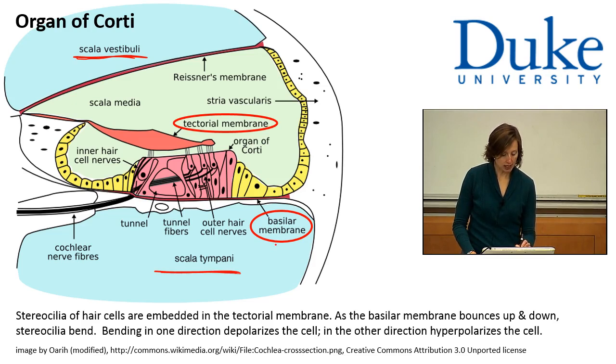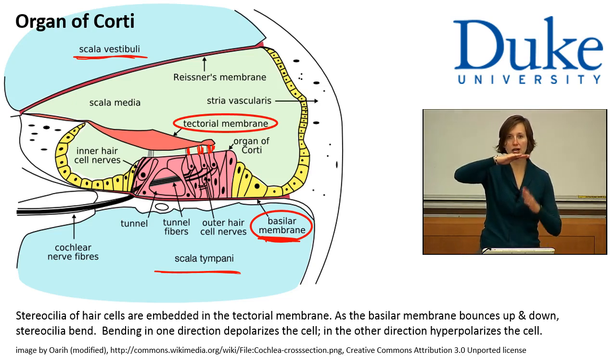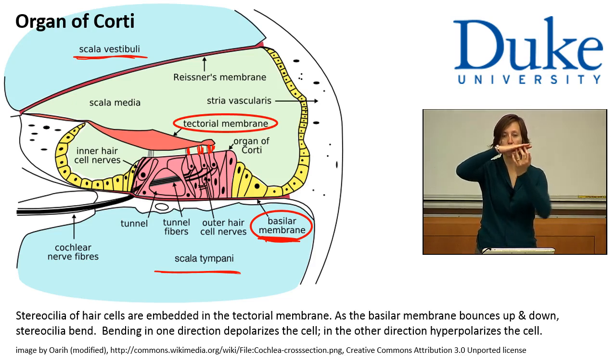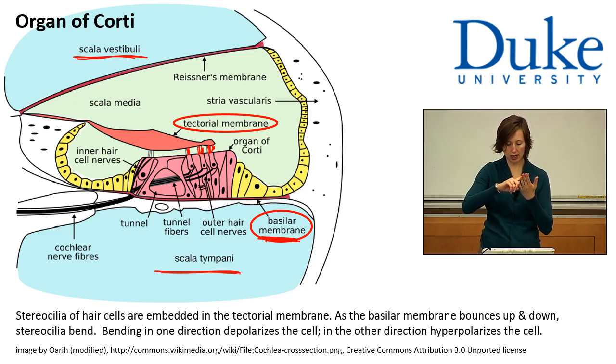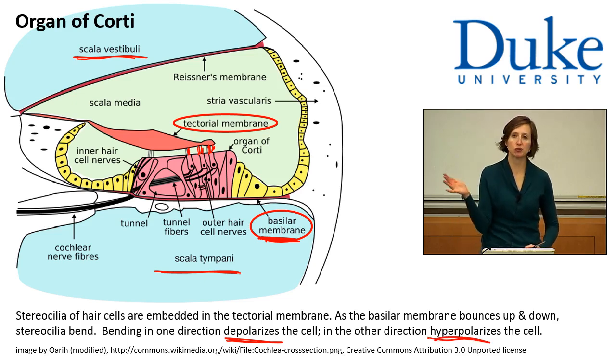And right above the scala tympani is the basilar membrane. On top of that sit hair cells that have hairs embedded in the tectorial membrane. So the tectorial membrane is going to be stationary, and you've got hairs embedded in it sitting on the basilar membrane, which is going to vibrate. And as that happens, it is going to move the hairs on the hair cells, and bending of those hairs is going to cause depolarization or hyperpolarization depending on which direction.